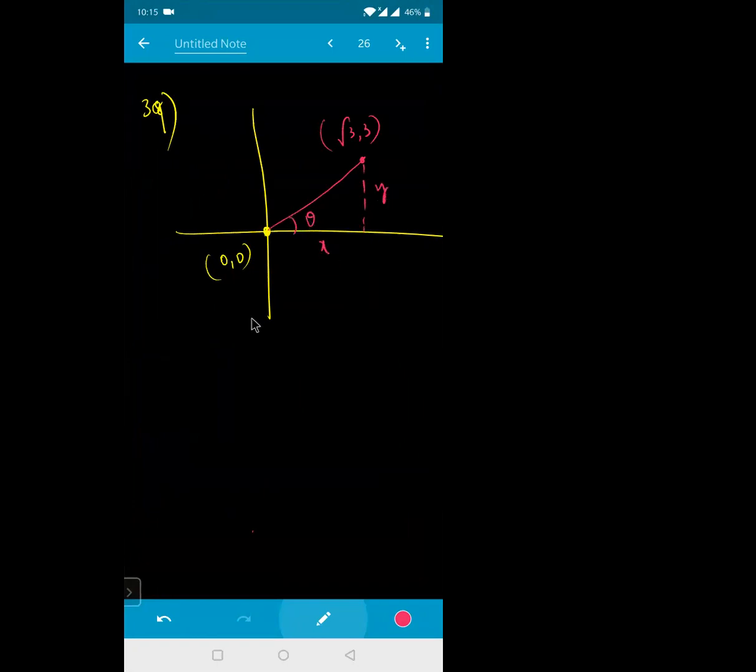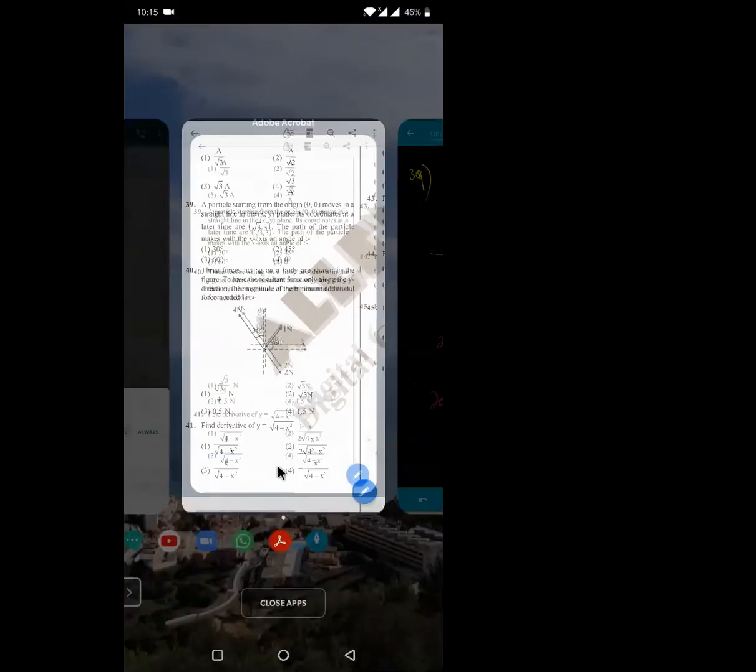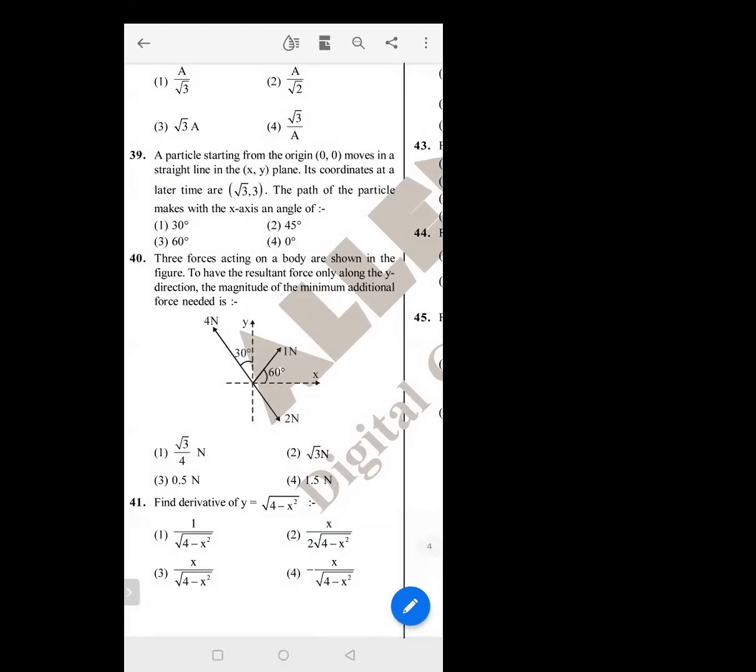So tan theta will be equal to how much, beta? Y by x. The value of y is 3 and the value of x is root 3. So this one is root 3 into root 3 divided by root 3. Root 3 gets cancelled. So tan theta is equal to root 3. That means theta will be equal to tan inverse of root 3, which is equal to 60 degrees. Tan 60 is equal to root 3. Is it clear for everyone?